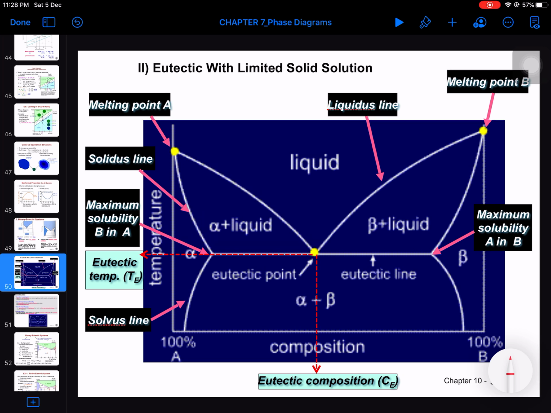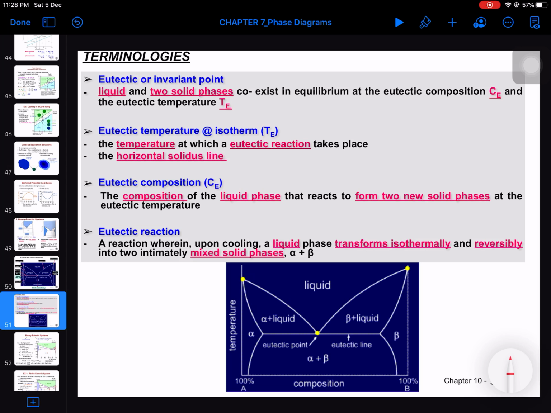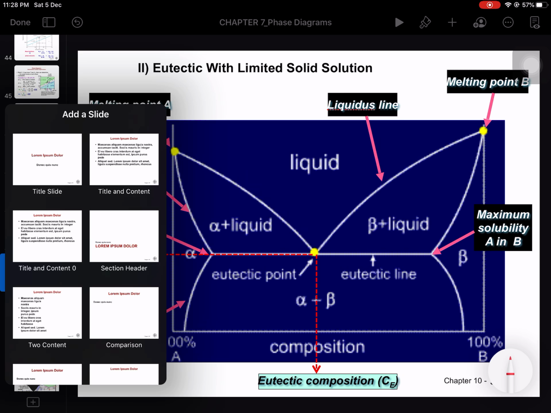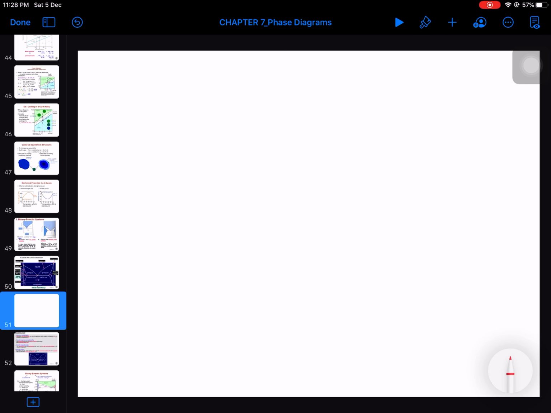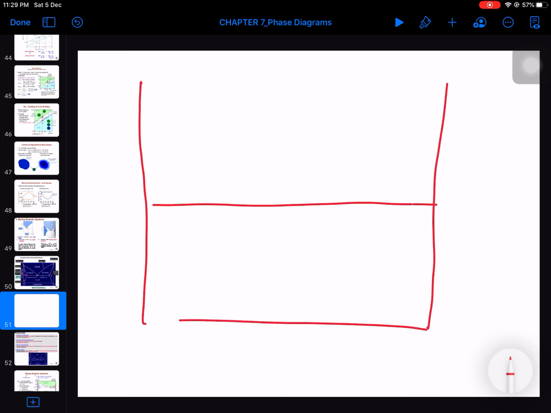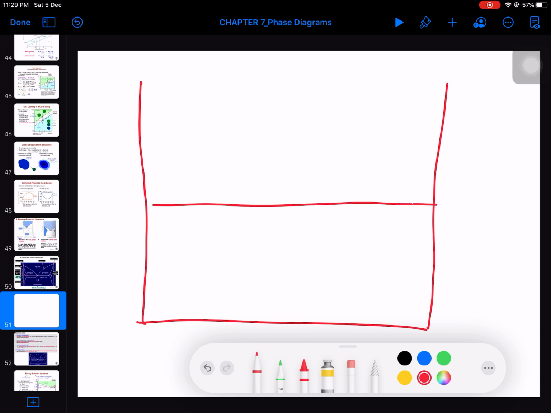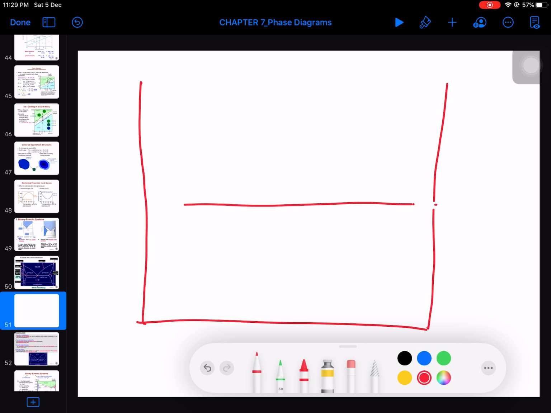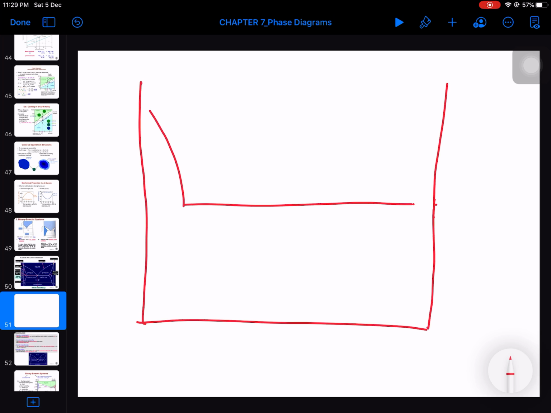If we are looking at the phase diagram here, let me draw the outline of this phase diagram again. So let's say this is how it looks, roughly.